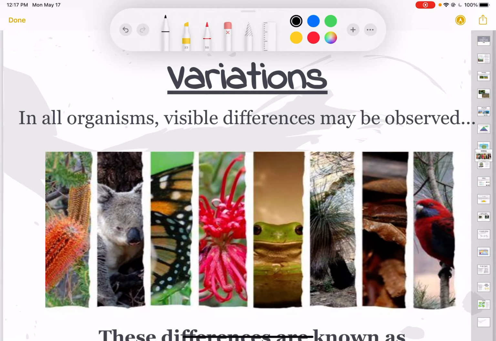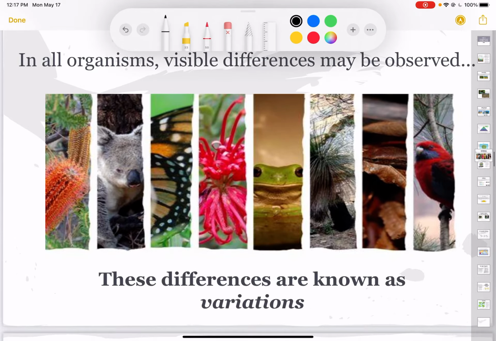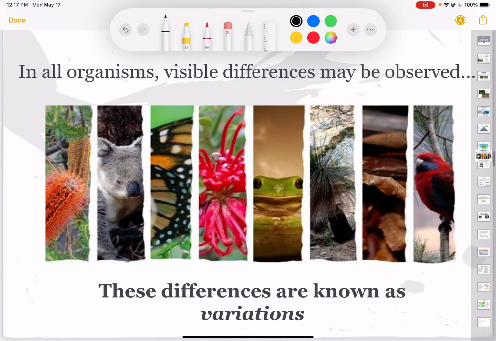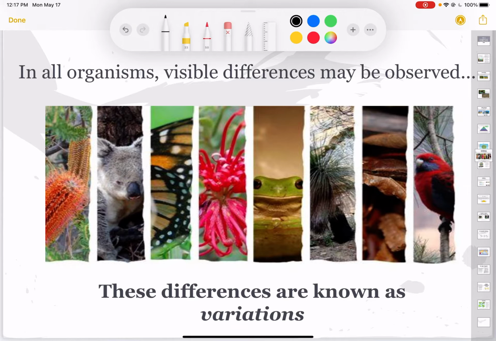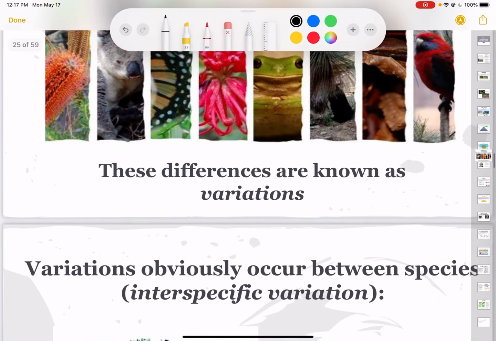So variations, it says in all organisms, visible differences may be observed. These differences are known as variations. So if we look at different species, they're obviously going to look different because they have variations. Even within a species, you're going to find variations. Things look different. Look at humans, wide range of differences. We all have those different visible variations.